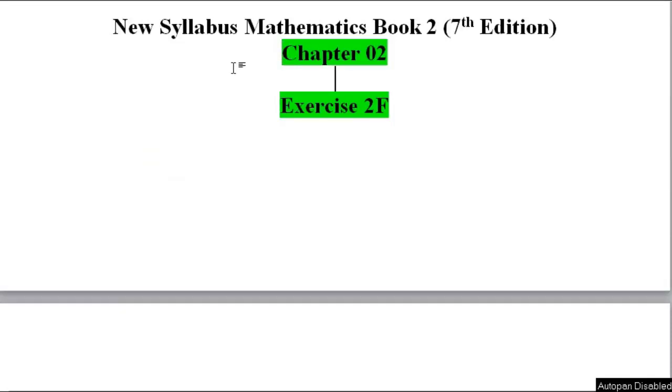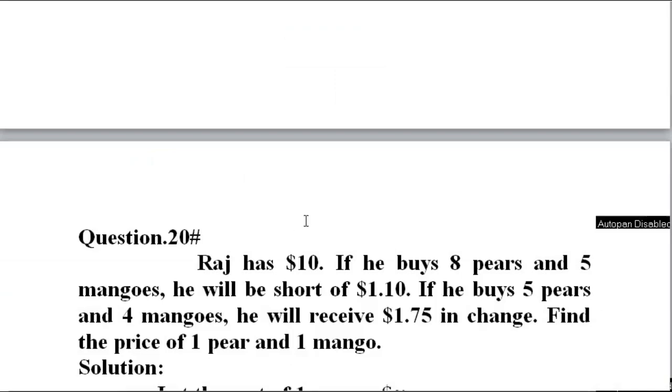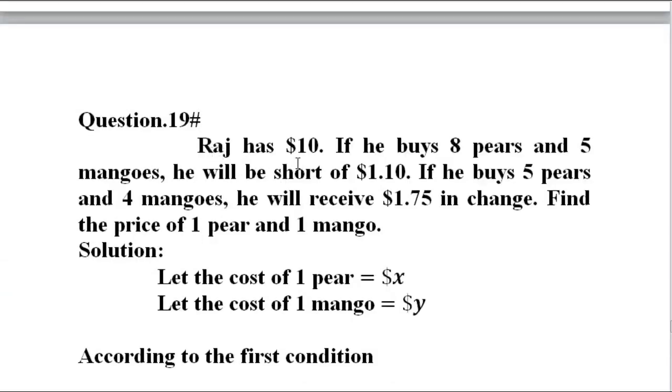In today's video, we will be solving question 20 from the new syllabus Mathematics, Book 2, Chapter 2, Exercise 2F. The statement of the question is as follows. Raj has $10. If he buys 8 pears and 5 mangoes, he will be short of $1.10. If he buys 5 pears and 4 mangoes, he will receive $1.75 in change. Find the price of 1 pear and 1 mango.